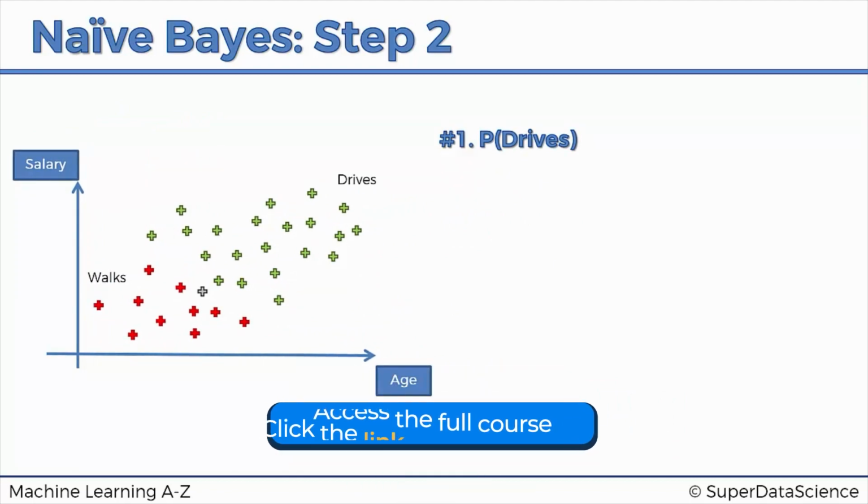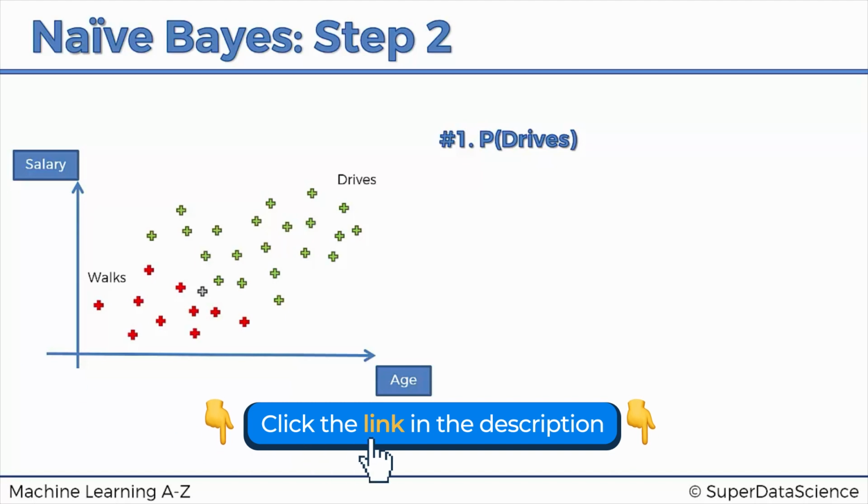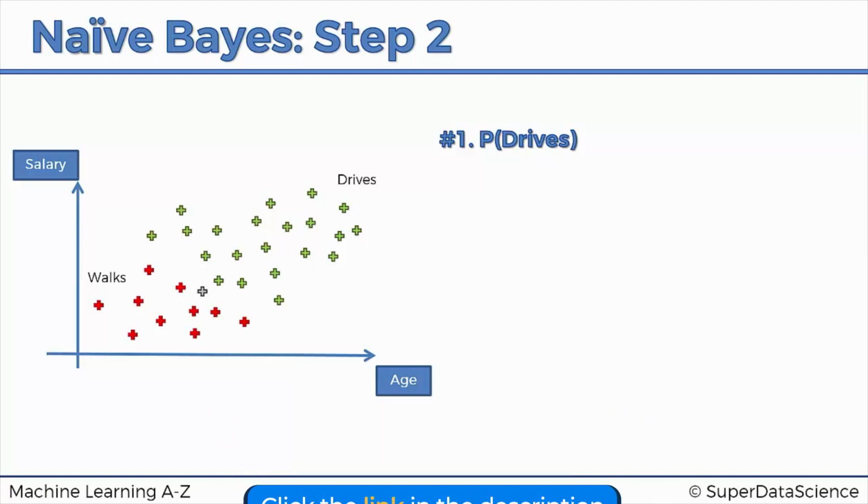There are kind of two ways to think about the prior probability. The first way is if I just randomly select a person from our data set right now, not including the gray dot, not including the new data point. If I randomly select a person from there, what is the likelihood of them being a person who drives to work? The answer is the number of green dots over the total number of dots.